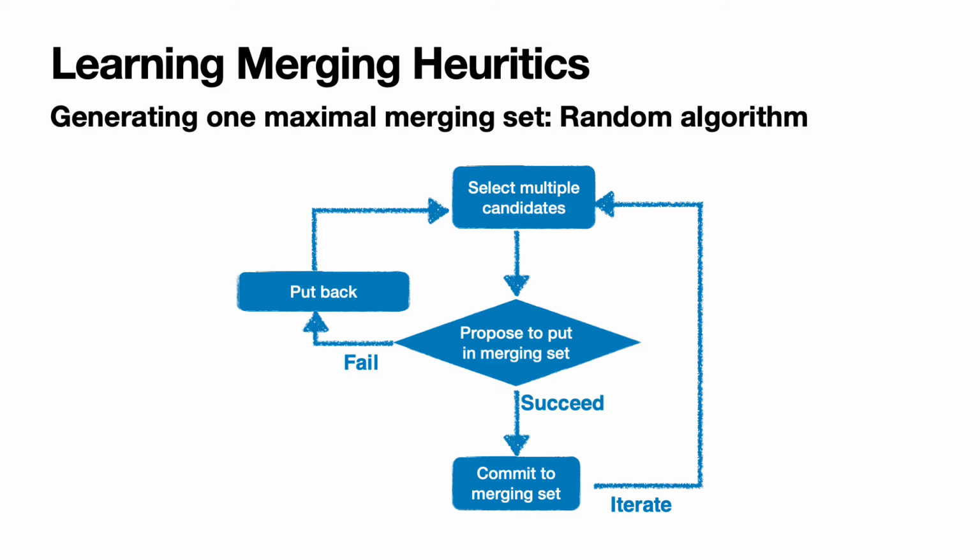To find a maximal merging set in each iteration, we start from one arbitrary concrete value and enlarge it to maximal. We use a random algorithm adopted from active quotient. Repeatedly, we select multiple candidates from the sensitivity domain, try to add them into the current merging set and run the analysis on training programs. If there is no precision loss, they are committed to the merging set. Otherwise, they are put back. When the remaining candidates are few, the algorithm degrades to enumeration.